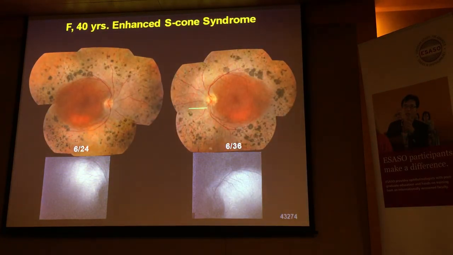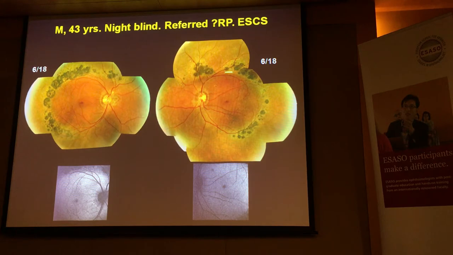This is her sister. This is the father of the six-year-old who had the normal fundus. And you'll think, whoa, hang on, this is recessive. Pseudo-dominant inheritance. His wife carries the gene as well.